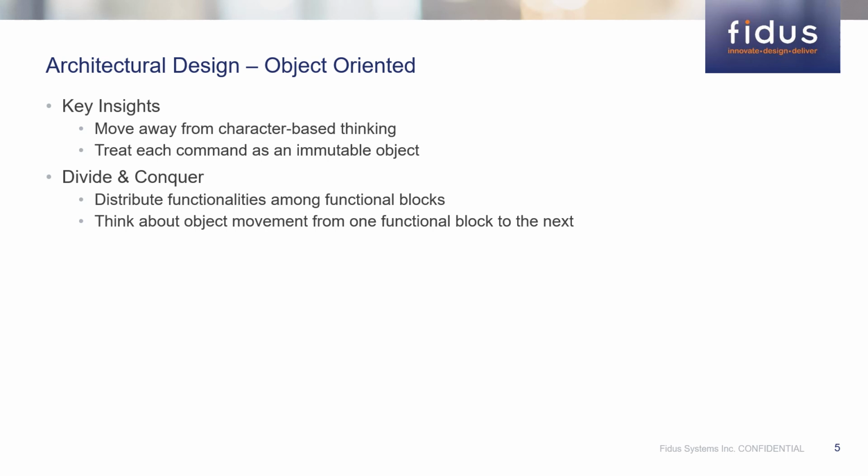The second part of our design is a standard one, divide and conquer. We will distribute CLI functionalities among a series of functional blocks and watch the movement of a command object from one functional block to its next. In this CLI design, we'll have 3 functional blocks.